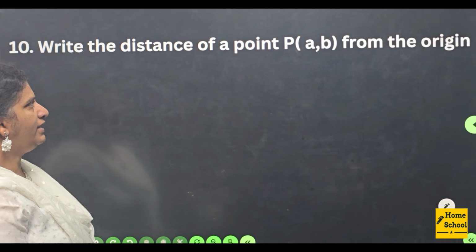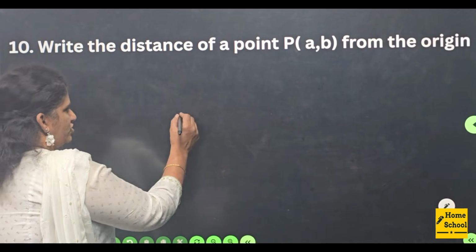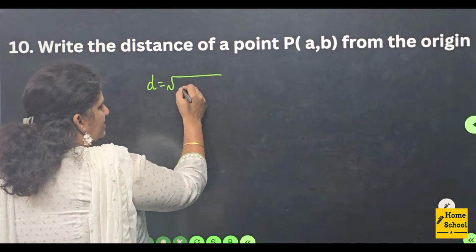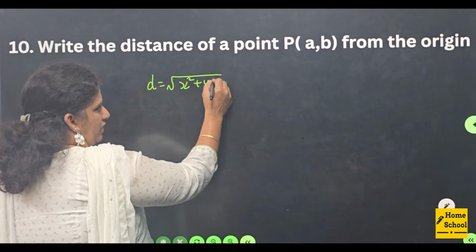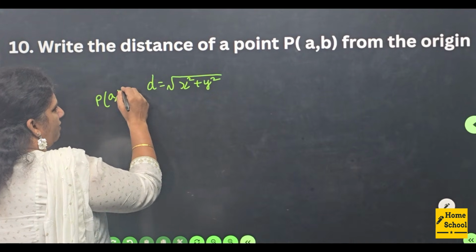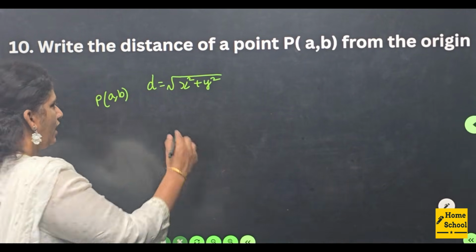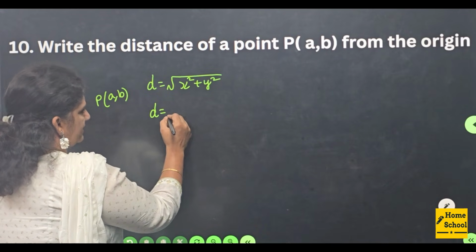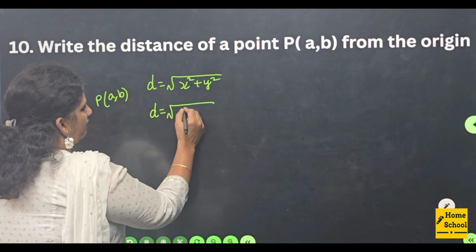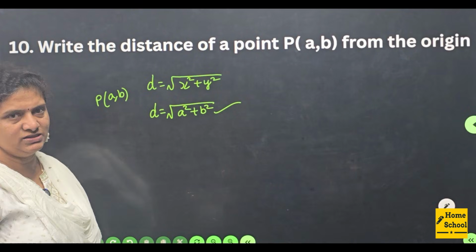10th one, write the distance of a point P(a, b) from the origin. What is the origin formula? D is equal to square root of x square plus y square, we know. But here the coordinate is given as P of a comma b. This formula is applied when the point is P(x, y). Now, what is the distance from the origin? D is equal to square root of, what are the letters you have? a and b, that is a square plus b square is your distance formula.